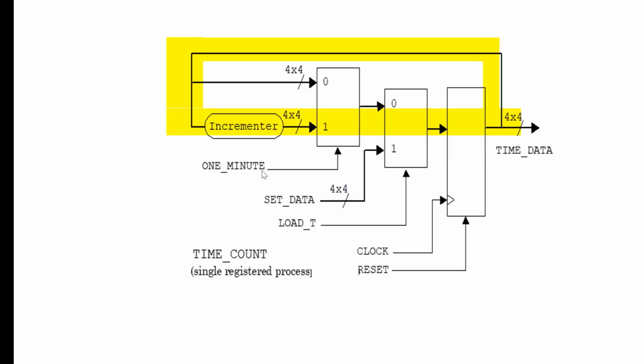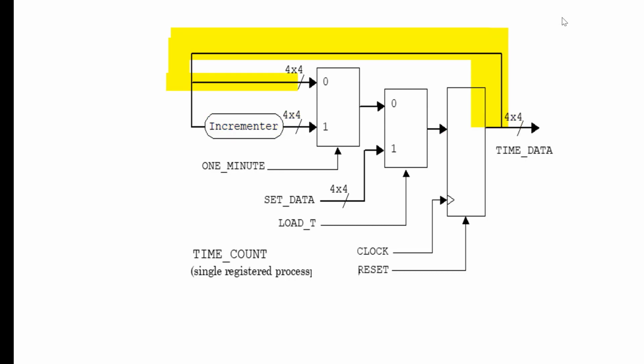Else, if 1_minute is high, we load the time_data with its incremented value. We know that the 1_minute pulse is high only for one clock cycle. So when 1_minute is 0, the time_data value remains unchanged. On reset, the time_data value will be reset to 0.